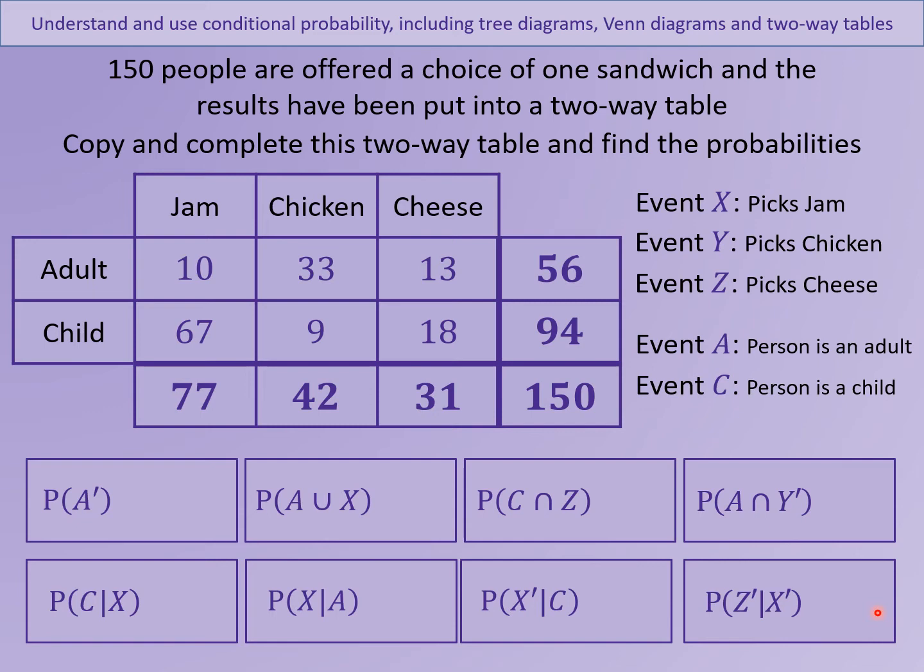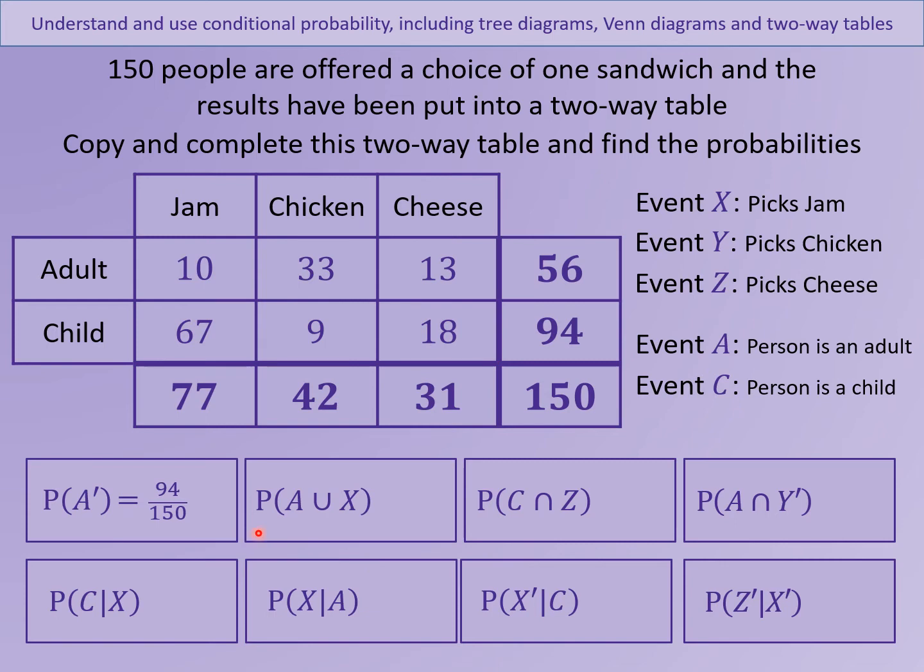Okay, so let's make sure we understand what we're actually being asked. This is saying, what's the probability of not picking an adult? Well, not picking an adult would be a child, right? There you go, there's the children. 94 of them out of 150. So not picking an adult would pick a child, and I could pick 94 out of 150.